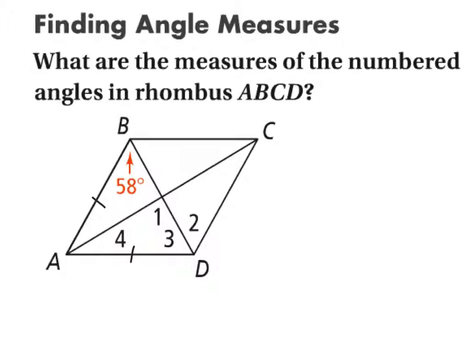Or we could say, well, wait a minute, a rhombus is a parallelogram, and therefore its opposite sides are parallel, making the 58 degree angle and angle 2 alternate interior angles. So again, angle 2 is 58 degrees. Awesome. Okay? You could have gone a longer route and said, all right, well, if the diagonal is an angle bisector, then that makes this 58 degrees as well.